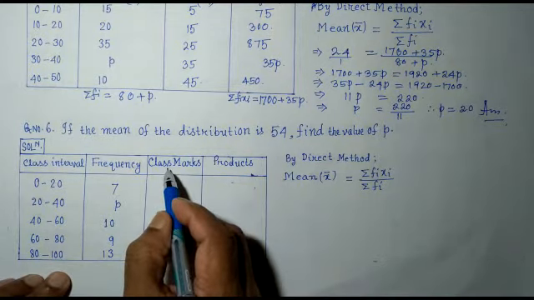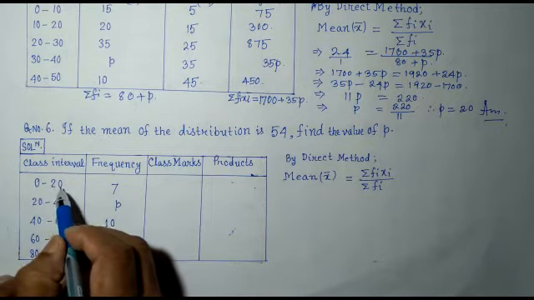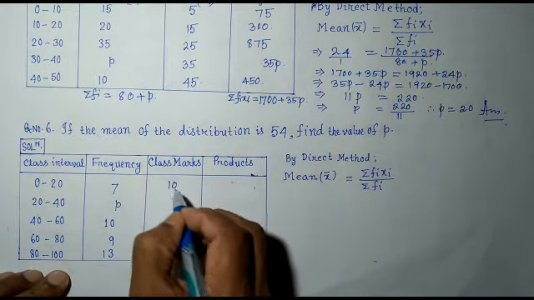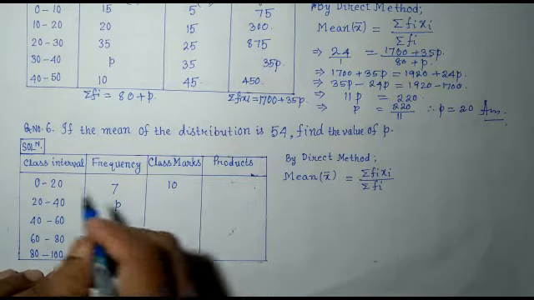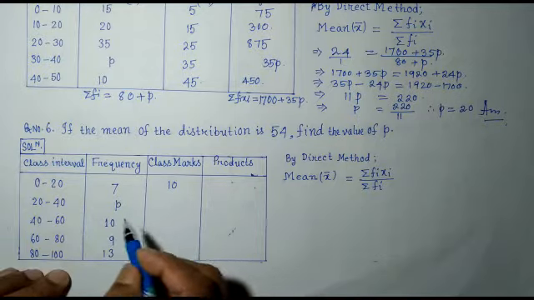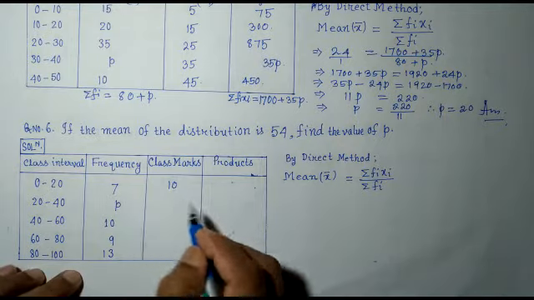So C for class mark. How we do, already we explained. 0 plus 20 is 20. Divided by 2, it will be 10. And for the next class marks, we do the shortcut way. 20 minus 0, it is 20. So class size is 20. So we add here 20 to get the next class mark.